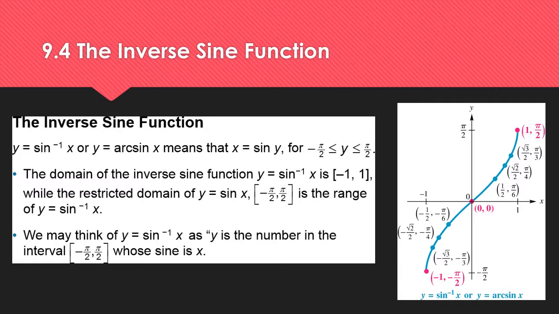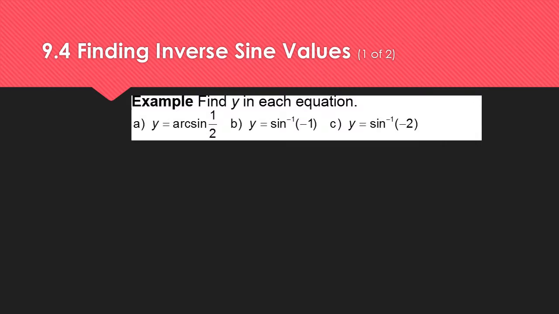Okay, and this is a graph of the inverse function. And you can see there the special angles from negative pi over 2 to pi over 2. Find y in each equation. We're going to find the arc sine of 1/2, of -1, and of -2. Pause the recording, give it a try, and resume to check your answer.